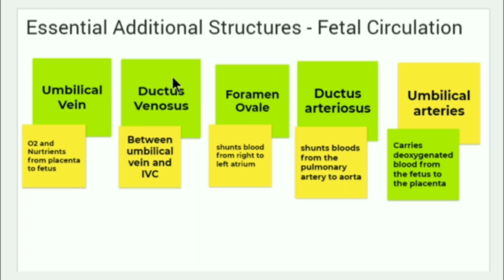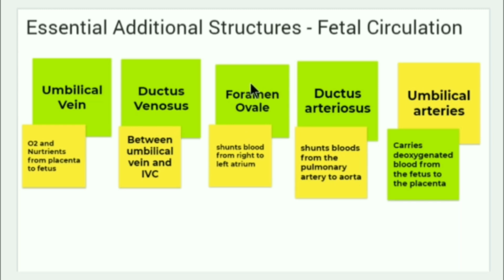The second important structure is the ductus venosus. The umbilical vein divides at the liver and forms two branches. The major branch, known as the ductus venosus, goes from the umbilical vein to the inferior vena cava. That small part is known as the ductus venosus.